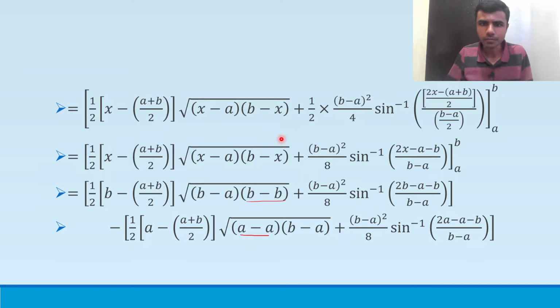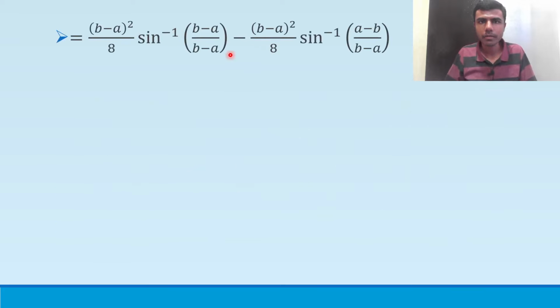Done. Now in this first bracket, I'm only left with (b minus a) whole square by 8 sin inverse. What is 2b minus b? It is b. Okay, b minus a by sin inverse (b minus a) by (b minus a). All good. Chalo, here 2a minus a is nothing but a. So (a minus b) by (b minus a). So again, this entire first thing is going to be 0. This also is going to be 0. So ultimately, I'm left with this (b minus a) whole square by 8 sin inverse (b minus a) by (b minus a), minus (b minus a) whole square by 8 sin inverse (a minus b) by (b minus a).